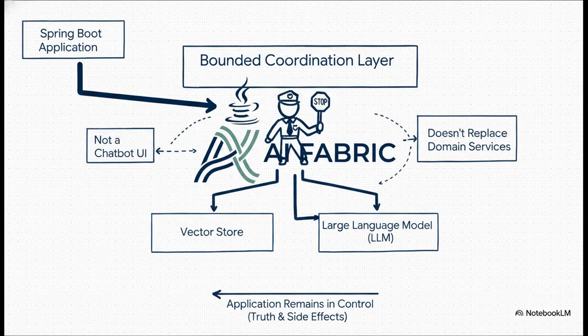Okay, so let's set the stage by looking at how AI Fabric sits right in the dead center of your architecture. I want you to think of it as the ultimate strict traffic cop standing directly between your Spring Boot application, your vector store, and your large language model. It is not some generic chatbot UI, right? And it certainly doesn't replace your core domain services. Instead, it gives you this beautifully bounded coordination layer. The result? Your application remains in total control of its own truth and its own side effects.